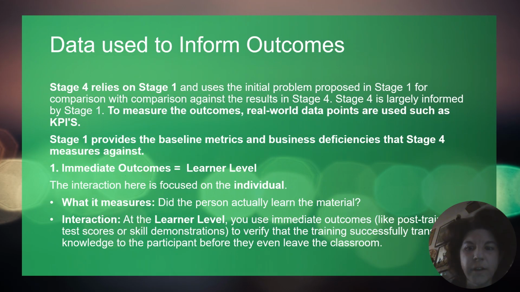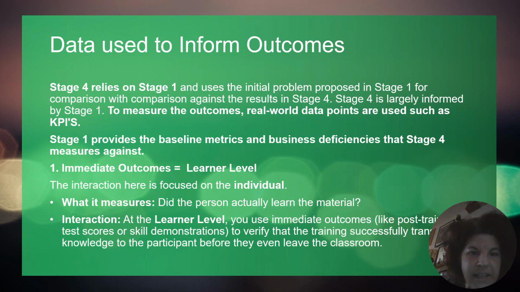As we delve more into understanding what stage 4 is, we want to talk about the data used to inform these outcomes. Stage 4 relies on stage 1 and uses the initial problem proposed in stage 1 for comparison against the results in stage 4. Stage 4 is largely informed by stage 1. To measure the outcomes, real-world data points are used, such as KPIs. Stage 1 provides the baseline metrics and business deficiencies that Stage 4 will measure against.